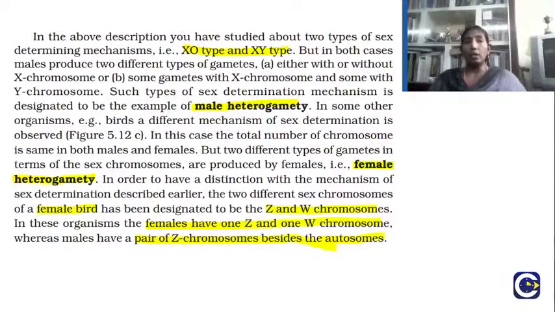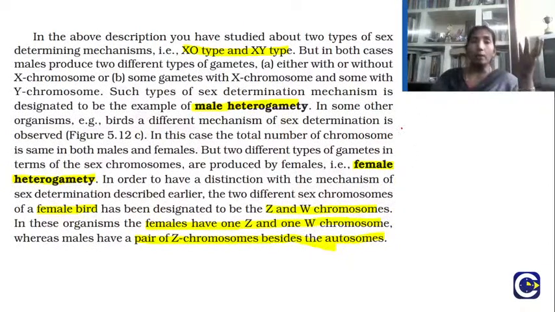Now we have this X0 and XY type, which I already said. In both of these, the males are producing two different types of gametes, either with or without the X chromosome, that is androsperm and gymnosperm, or some gametes with X chromosome and some with Y chromosome. Such a type of sex determination, we call male heterogamety. That means the males alone produce two different types of gametes, either X and Y type or X and not type.